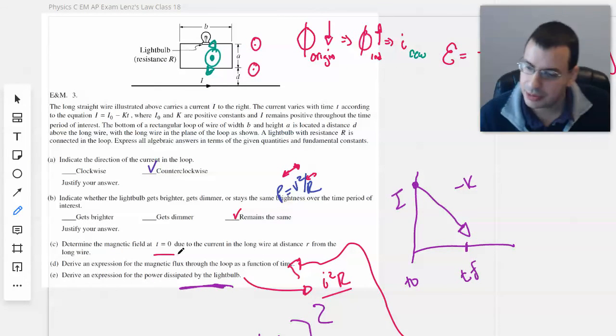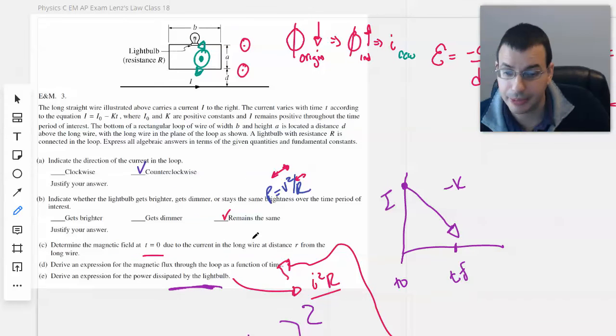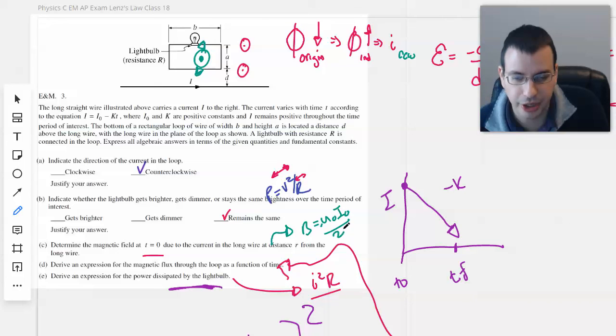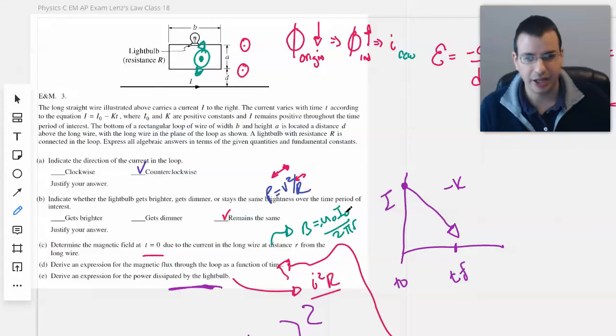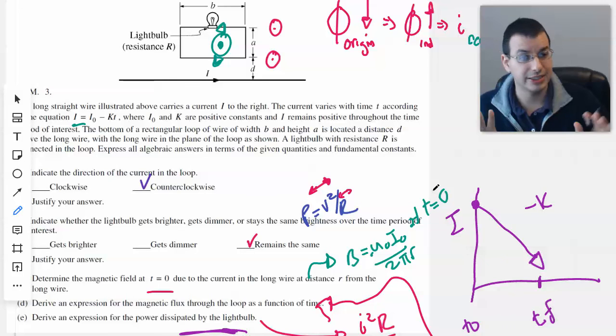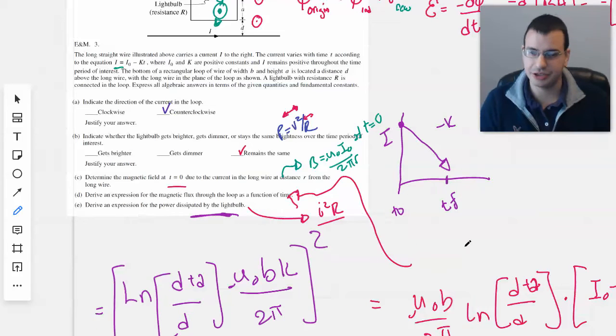Determine the magnetic field at time t equals 0 due to the current in the wire distance r from the long wire. Yep, that's it. So that's going to be B equals mu naught I naught over 2 pi r, which is different than mu naught I because I depends on time, and this is asking for t equals 0. Okay. And then we already answered the last two.